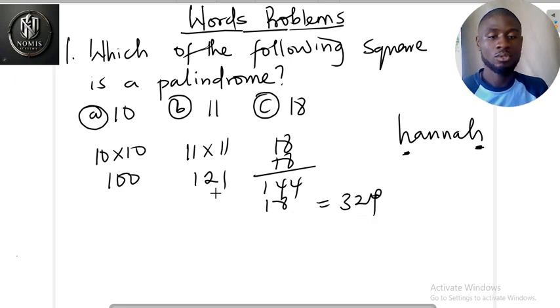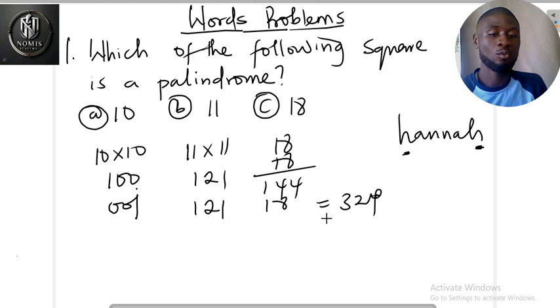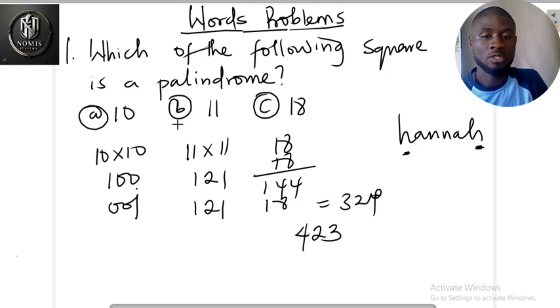So which of them now is palindromic? You can see that if you take 100 from the back, you will not have 100, you will rather have 001. But 121, if you take it from the back, you will still have 121. While 324, if you take it from the back, you have 423. So you can see that it is option B that is the answer, 121. So the square of 11 is palindromic.